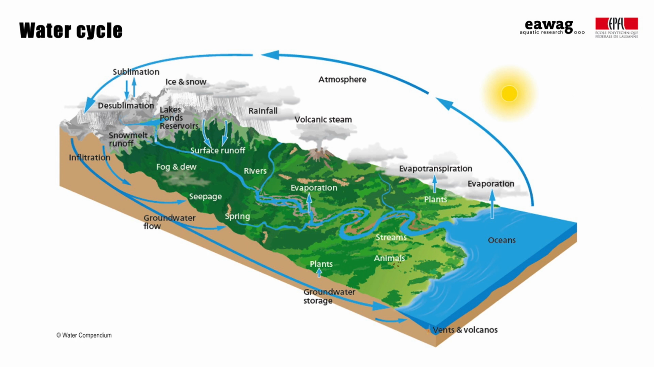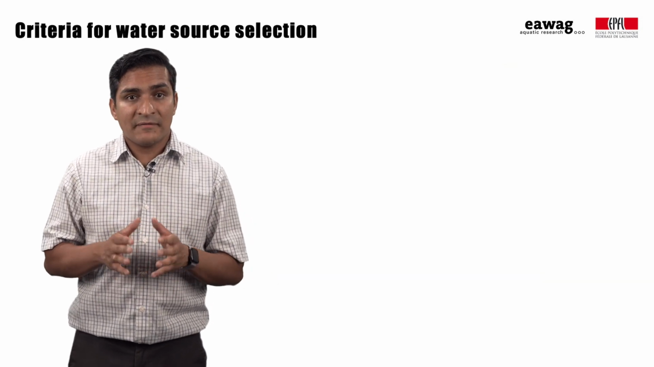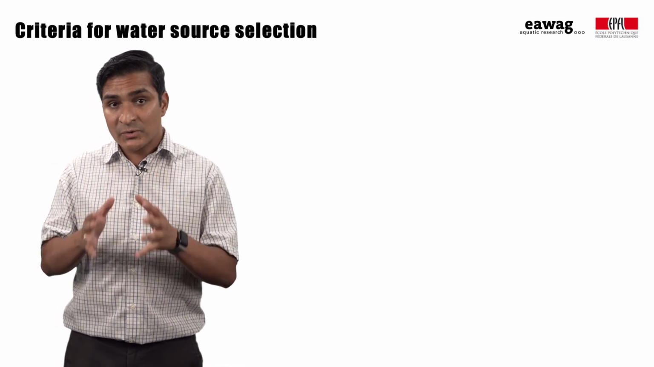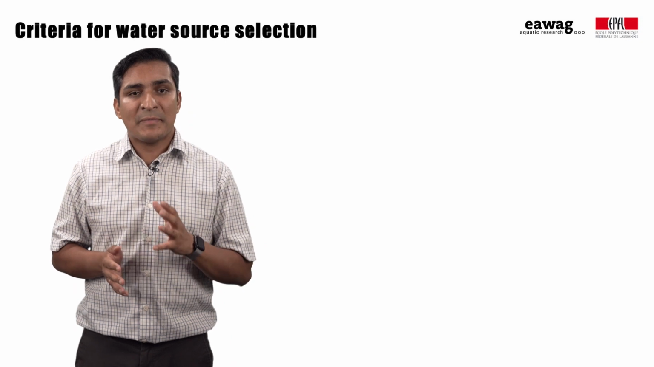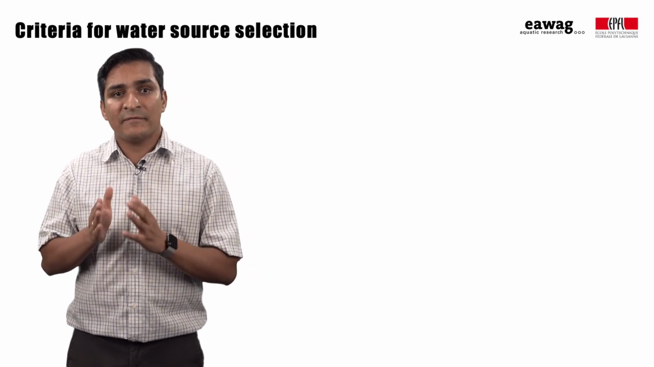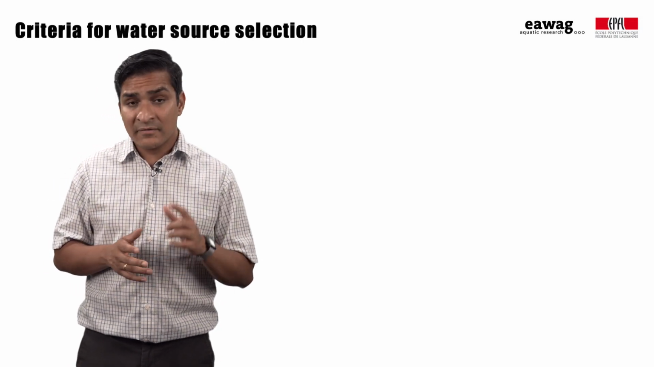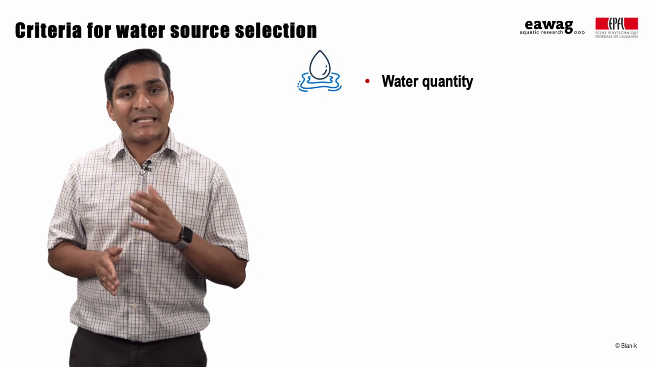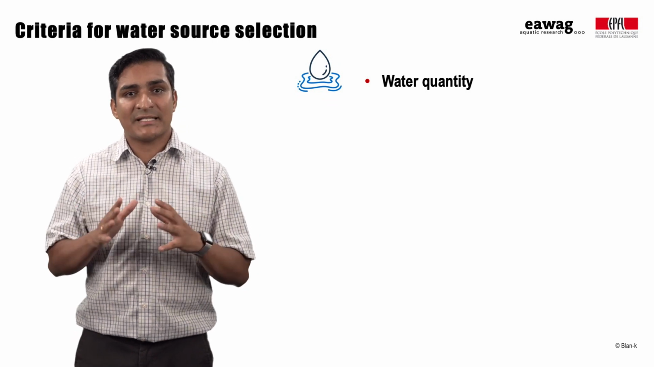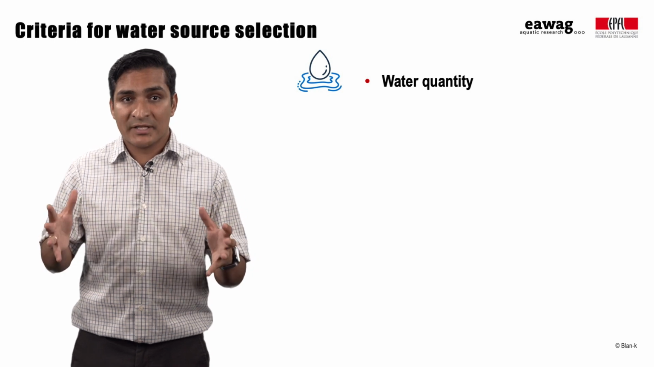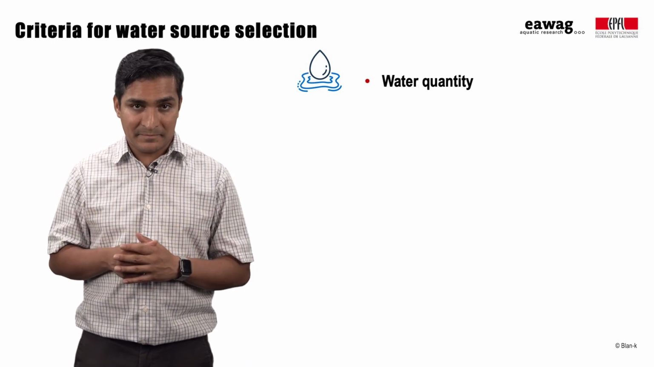The water compendium defines several criteria for source selection. These should always be considered when making an initial assessment of suitability of any available water source. First is water quantity. We need to assess if the yield is sufficient throughout the entire year. Can changes in water availability and water demand be estimated?